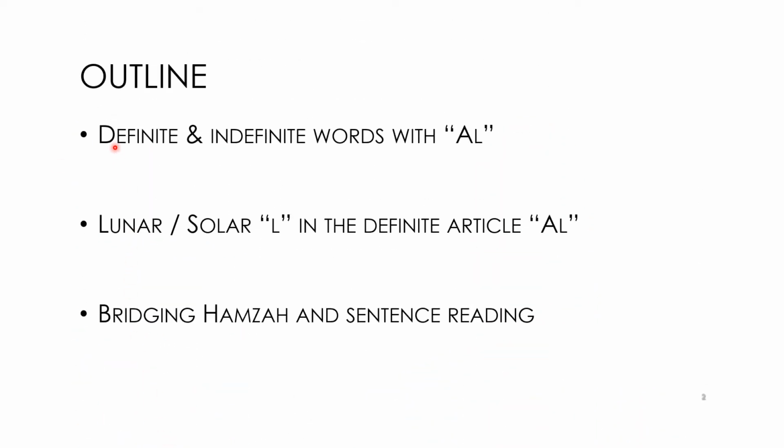Okay, this is our outline. We are going to be talking about the definite and indefinite words. We are going to talk about the sound of the lam, that L inside the definite article. Sometimes it sounds and sometimes it does not sound. And we are going to finish with the concept of the bridging Hamza, which is useful for phrase and sentence reading.